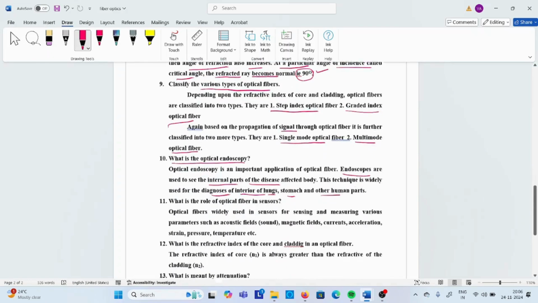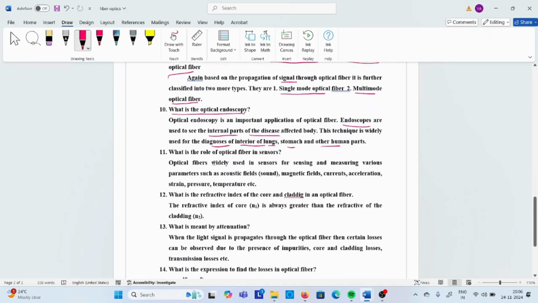Then another question is, what is the role of optical fiber in sensors? Sensors are important devices which are used to sense or measure unknown parameters. These sensors work with the help of optical fibers only.